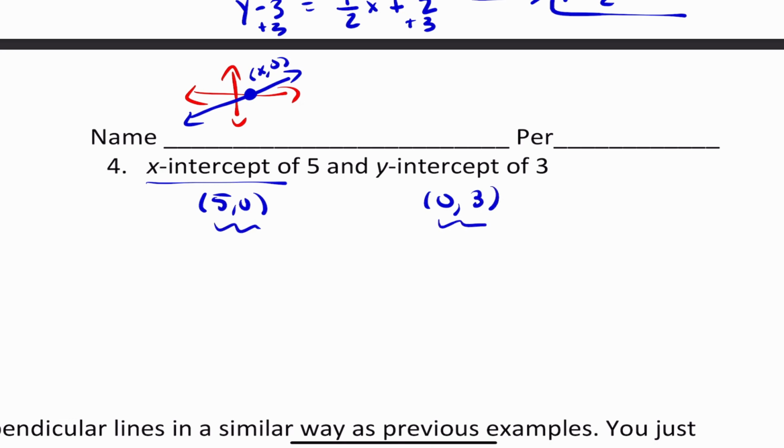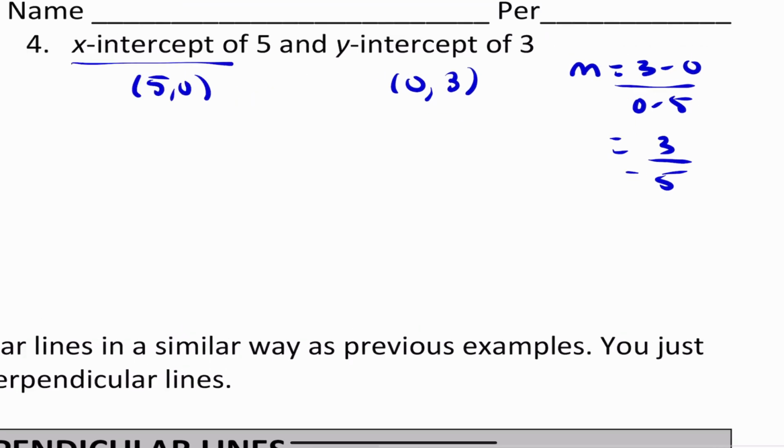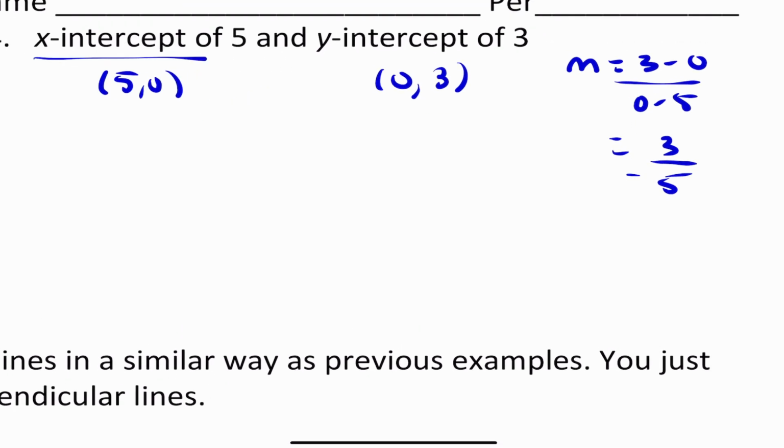So then I have these 2 points here, so that means, okay, well, I'm going to use that slope formula, so m equals, what, 3 minus 0 over 0 minus 5, that's 3 over -5, or -3 over 5, okay? And that's my slope. Remember, this is my slope.